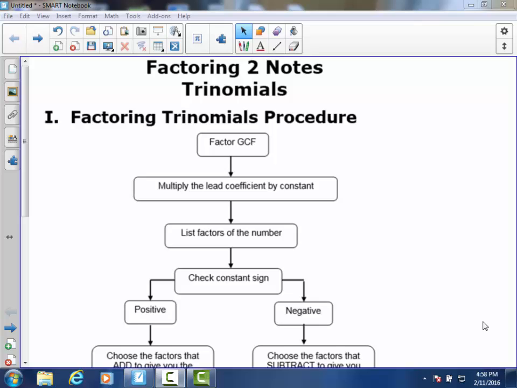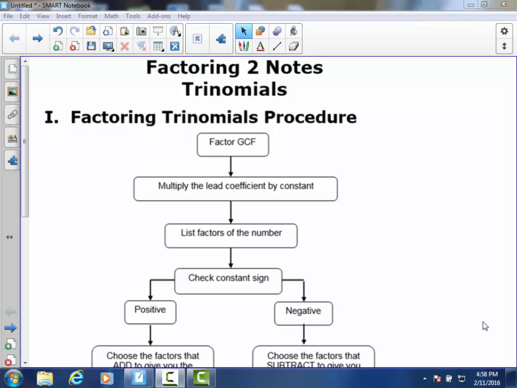Okay, so day 2 of factoring is going to be about factoring trinomials, and you can see we have a flow chart that's going to tell us how we can go about factoring our trinomials. The very first thing is factor the GCF, which was our first day of factoring. That's what we did, was just factored the GCF. So we're going to continue to factor the GCF, but then we're going to follow these other steps.